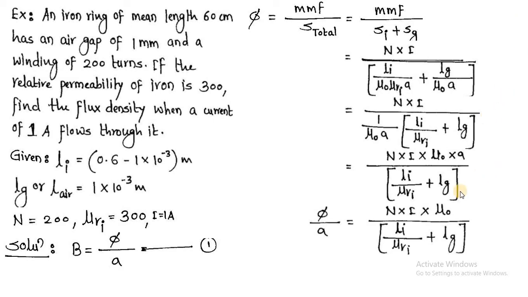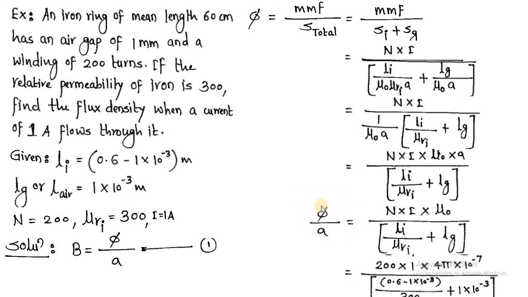Now phi by A, how did we get this? Phi is the LHS. Here A, which is in the numerator part, we have taken to the LHS. While going from RHS to LHS, that A was in multiplication, so A will come in the denominator. So phi by A will be equal to N into I into mu 0 divided by Li divided by mu ri plus Lg. Now this ratio phi by A is nothing but the flux density B.